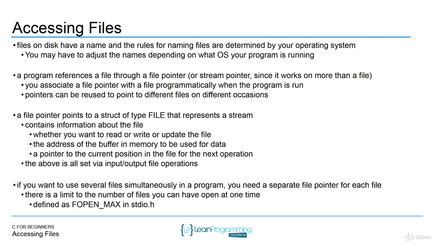If you want to use several files simultaneously in your program, you have to create a separate file pointer for each file. You can only reuse the file pointer if you're reading and writing at different times. There is a limit to the number of open files you can have at one time. You can look at the limit in the standard I/O. There's a constant defined, FOPEN_MAX. It all depends on, again, what operating system you're running on. But you usually do not want to create and open a ton of files at once.